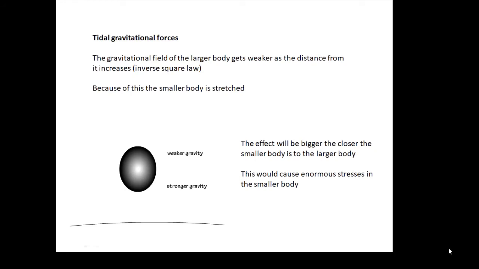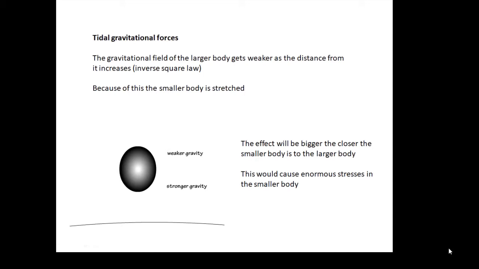Tidal gravitational forces. Now, what do I mean by tidal forces? Basically, as you move away from a planet, gravity gets weaker. We say that gravity follows an inverse square law. In other words, if you're twice as far away, the strength of gravity is a quarter. So gravity gets weaker pretty quickly.